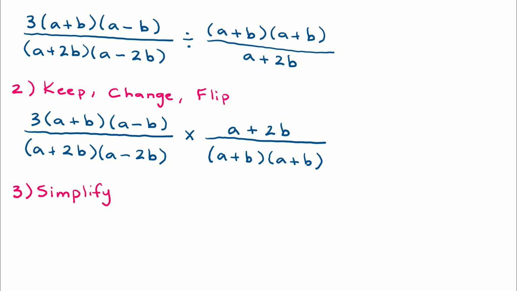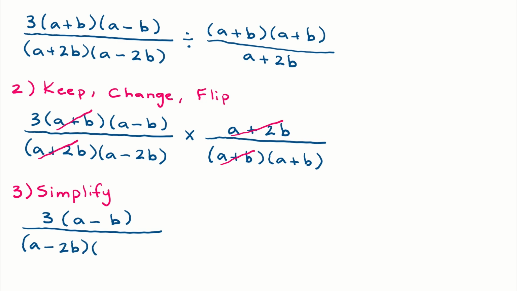When we are simplifying this, we are trying to cancel out any brackets that occur on the numerator as well as the denominator. So in this case, a plus b occurs in that numerator and that denominator. And then a plus 2b is the denominator in the first fraction, the numerator in the second. And that is all we can cancel out. So our final answer will be 3 times a minus b divided by a minus 2b times a plus b.